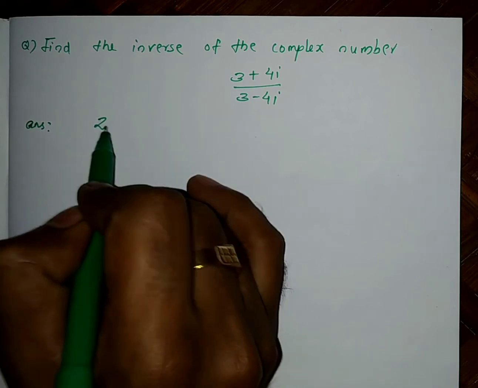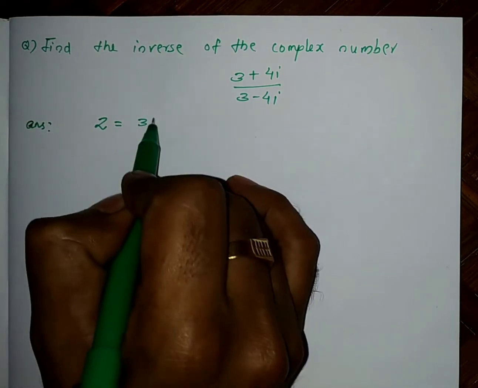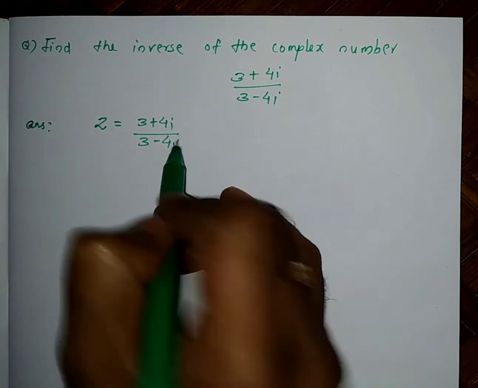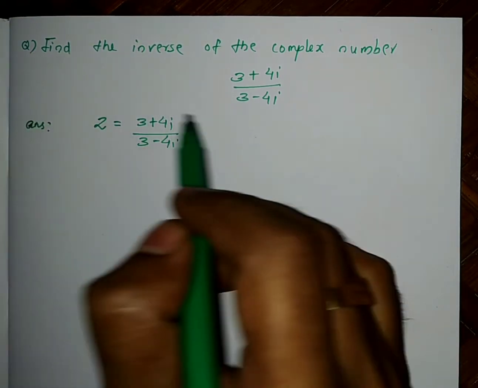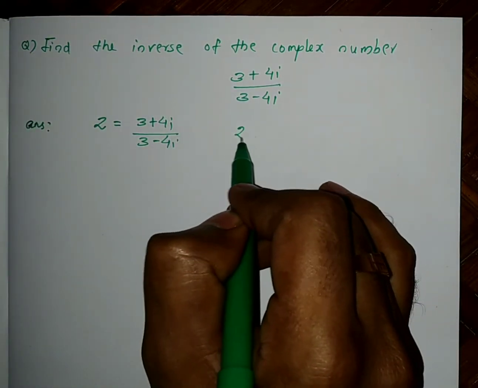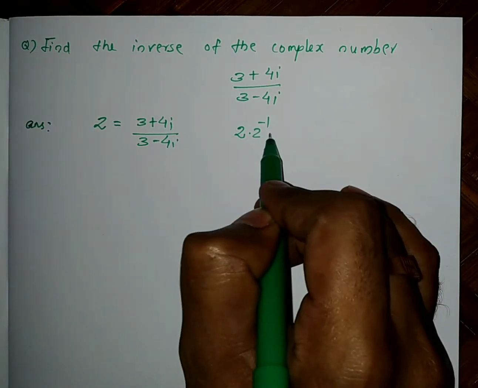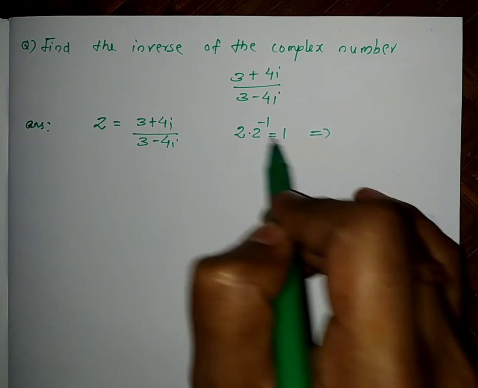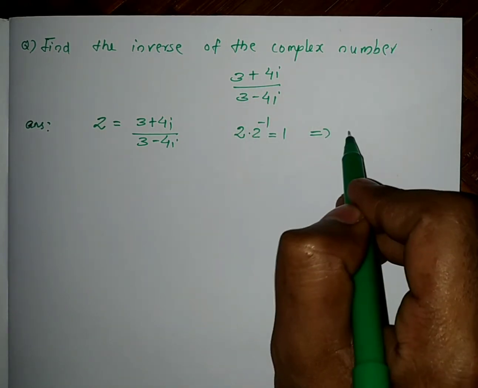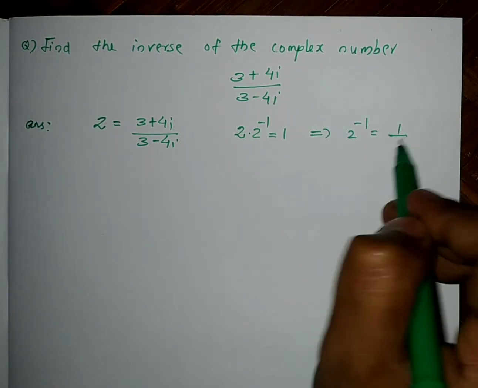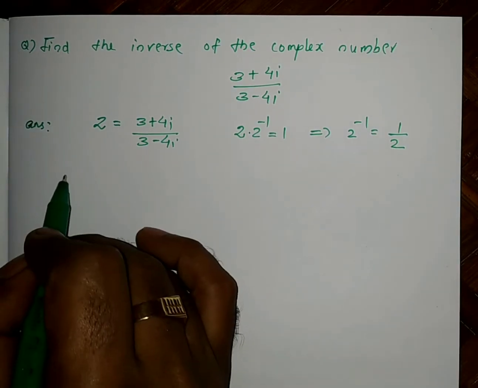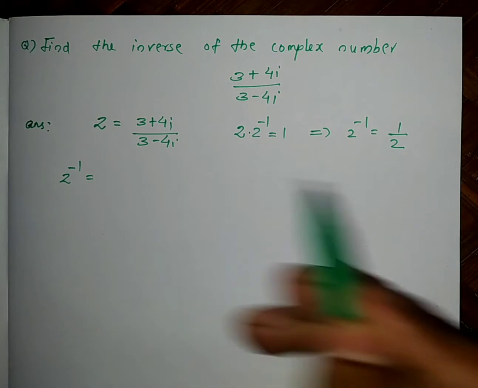So, z is equal to (3 plus 4i) divided by (3 minus 4i). Now, for a complex number z, we need to find z inverse, which implies we take 1 by z. So z inverse is equal to 1 by z.